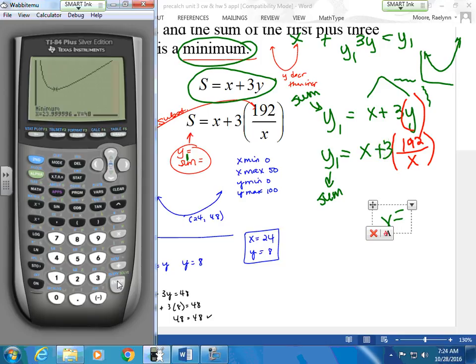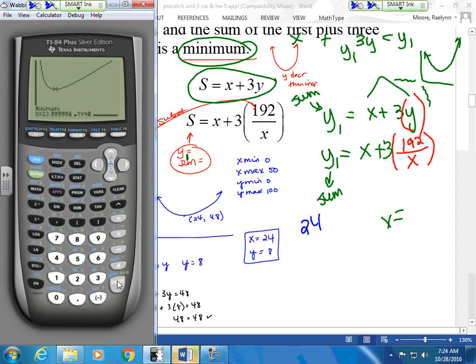That 999 really is a 24. So your answer here is 24.48. This is your minimum right here. This 24 is your x value. What does this 48 represent? My y1, which is what?